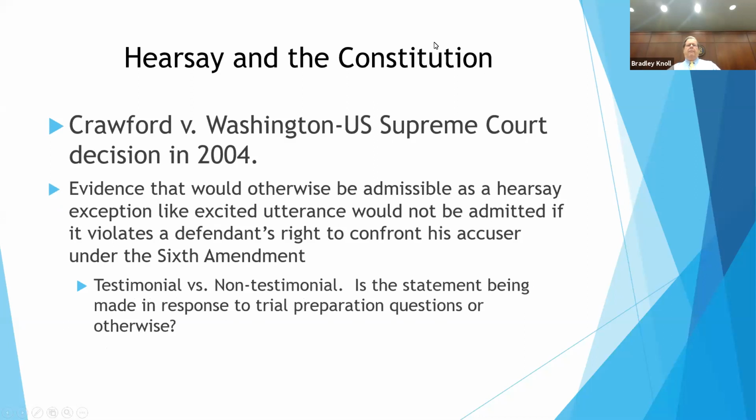Now, when you talk about the hearsay rule, the Supreme Court threw a curveball at us with the case of Crawford versus Washington, and said that evidence that would otherwise be admissible as a hearsay exception, like an excited utterance, would not be admitted if it violates a defendant's right to confront his accuser under the Sixth Amendment. And the test they talk about is testimonial or non-testimonial.